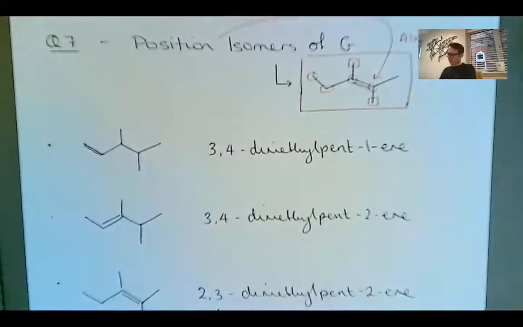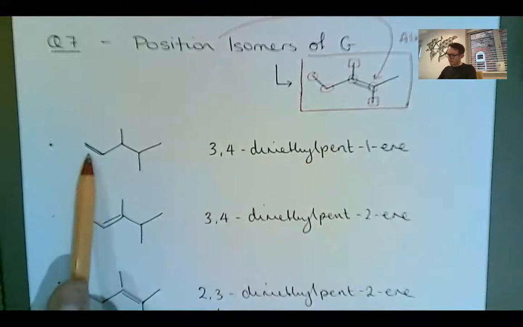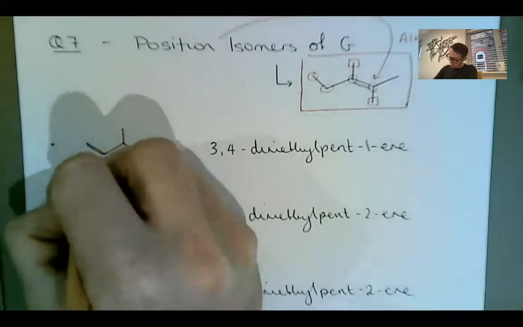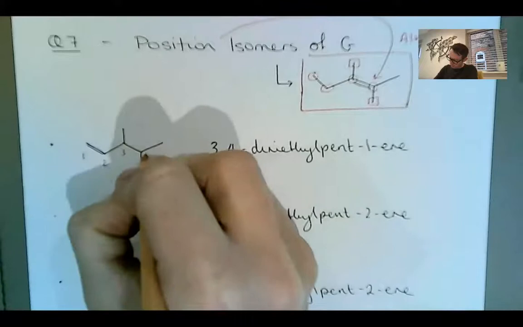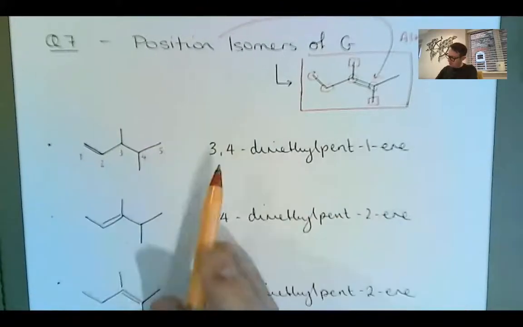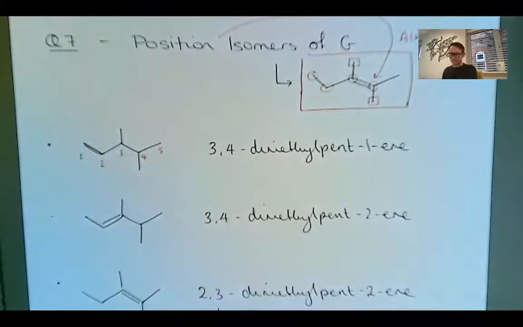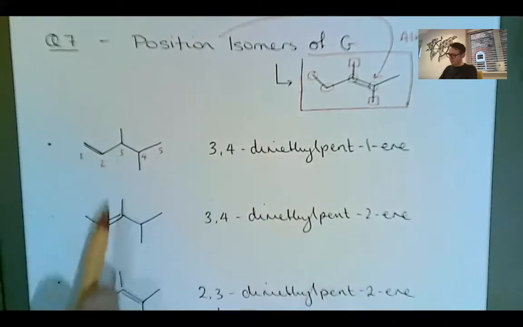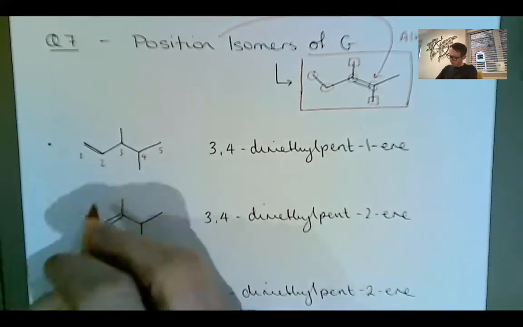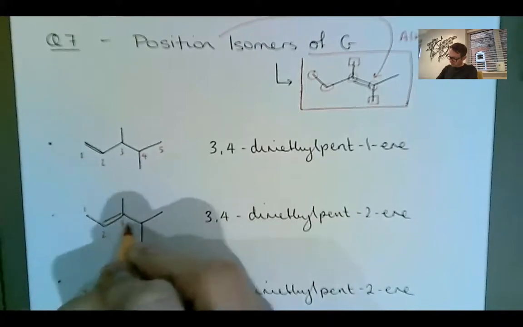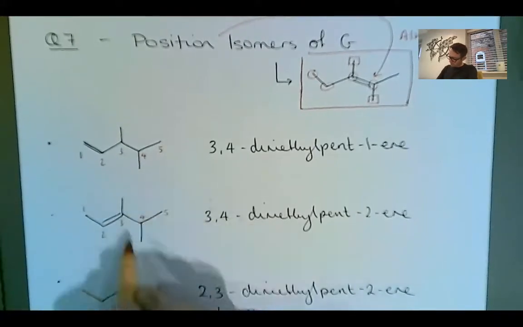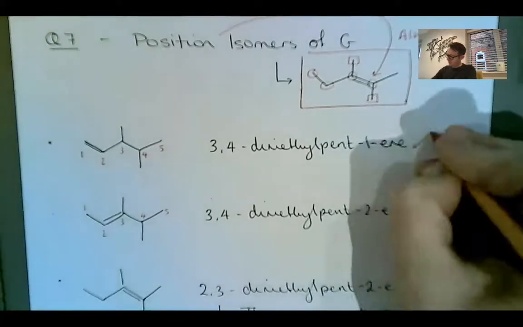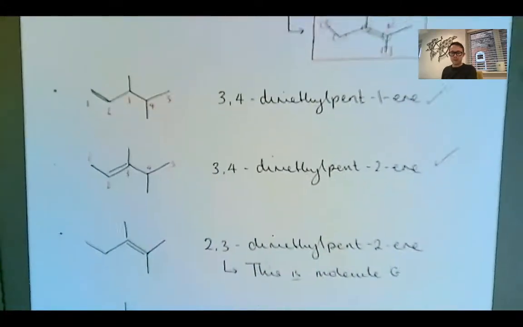So I could have the alkene at the end, and if I did that, that becomes carbon 1, 2, 3, 4, 5. So it'll be 2,3-dimethylpent-1-ene. Keeping that same structure, I could move the double bond along one. And if that was the case, I'm still going to stick with the same numbering. So it's going to be 3,4-dimethylpent-2-ene. So I've got 2 so far.